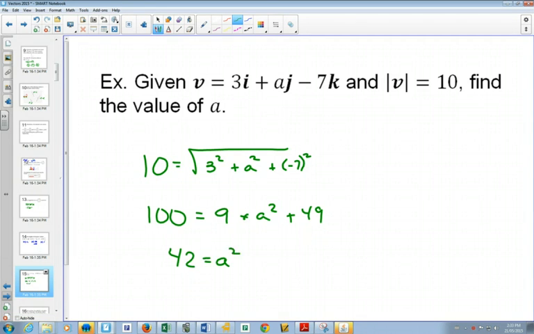Is it 42? And A is the square root of 42. Yes. Plus or minus, because you would get that same length whether it was positive or negative.